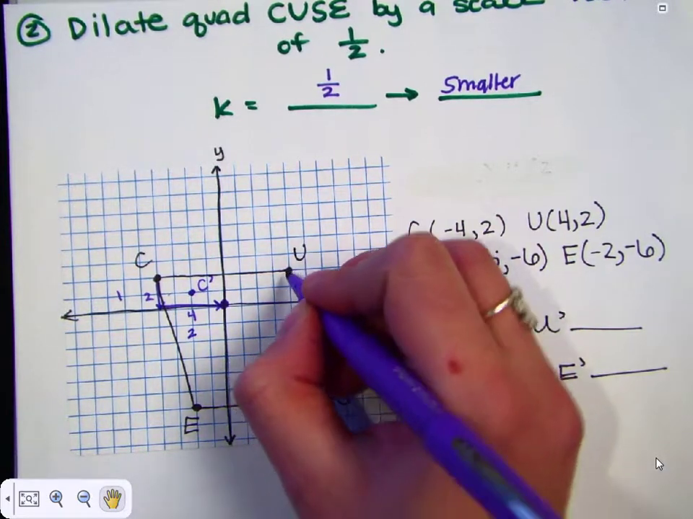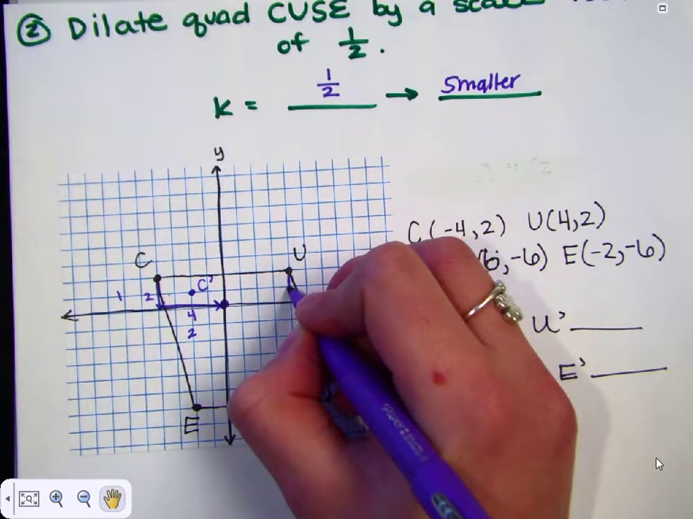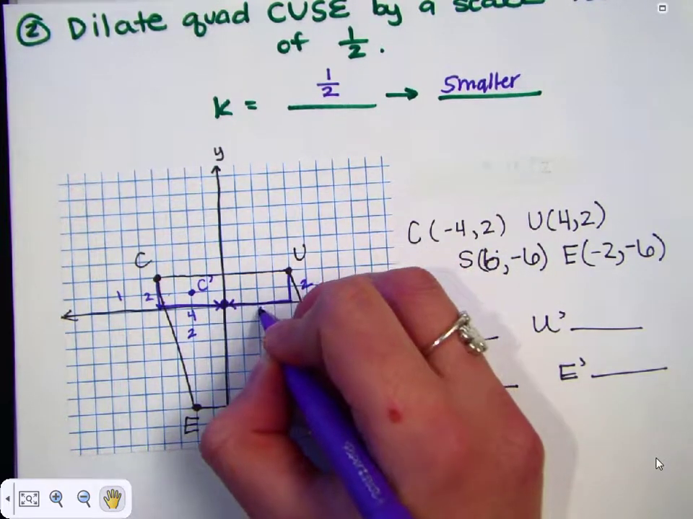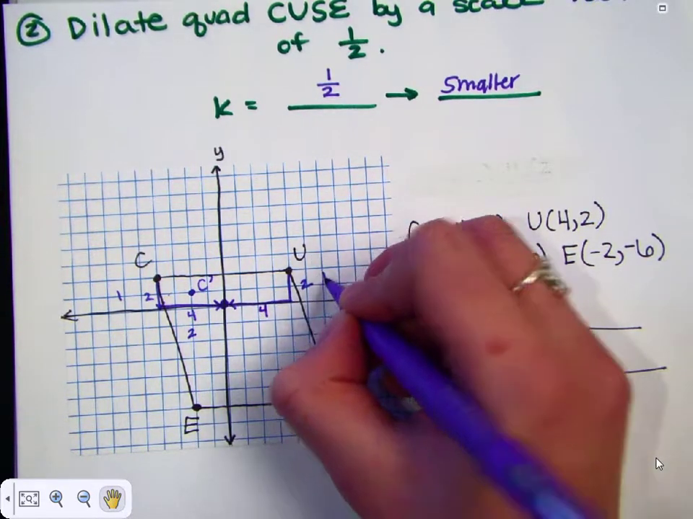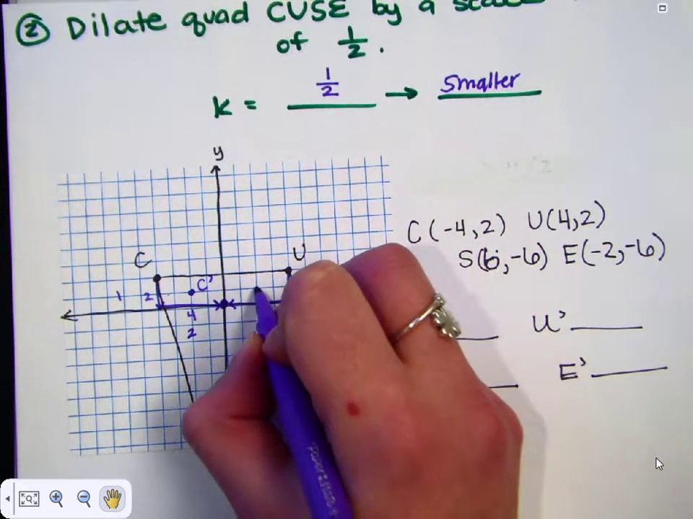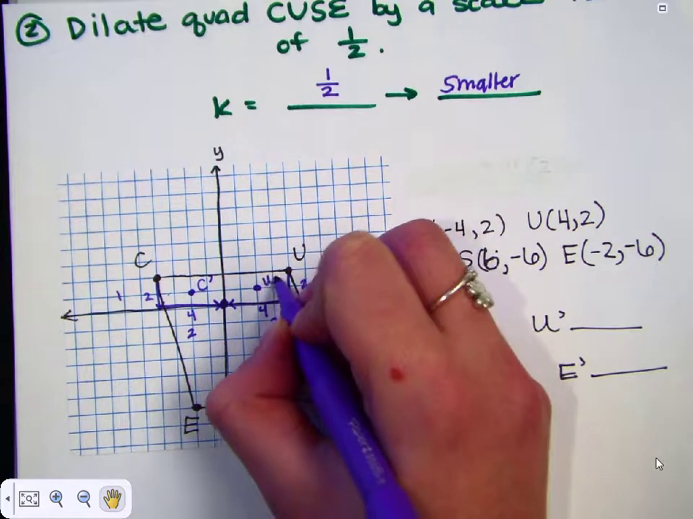And so we'll do the same thing for U. Down 2 and over 4. So half of each of those values is 1 and 2. So now I'm going down 1 and over 2. So this is my U prime.